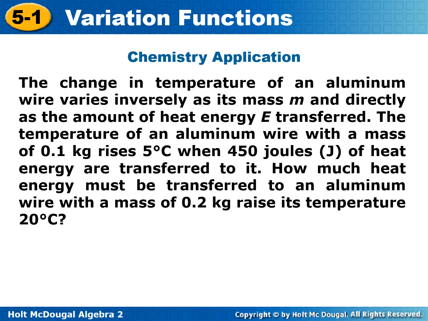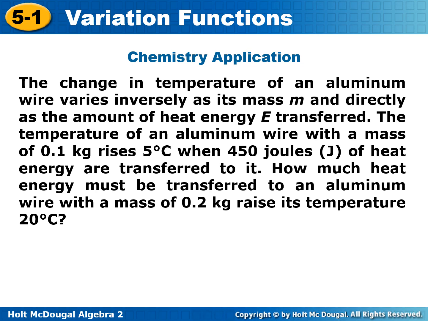So let us have this chemistry application. The change in temperature of an aluminum wire varies inversely as its mass m and directly as the amount of heat energy E transferred. The temperature of an aluminum wire with a mass of 0.1 kilograms rises 5 degrees Celsius when 450 joules of heat energy are transferred to it. How much heat energy must be transferred to an aluminum wire with a mass of 0.2 kilograms to raise its temperature 20 degrees Celsius?